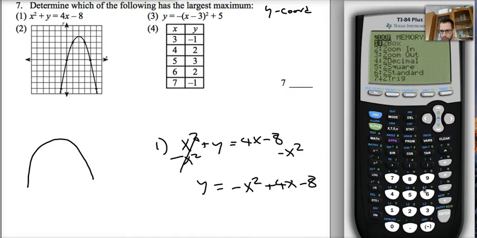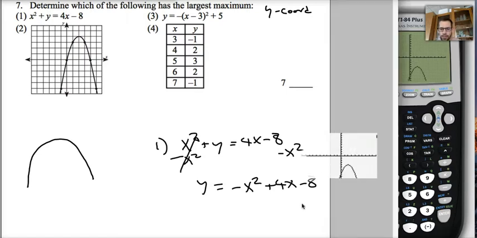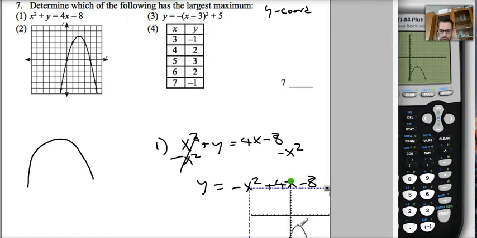So I'm going to do a zoom standard just to make it normal again, and graph it. Clear this stuff out. Negative x squared plus 4x minus 8. I'll take a look. Alright, so there's my maximum right here, and I can see that my maximum is like negative something, negative 1, negative 2, negative 3, negative 4 maybe negative 5. I'll say it's about negative 4.